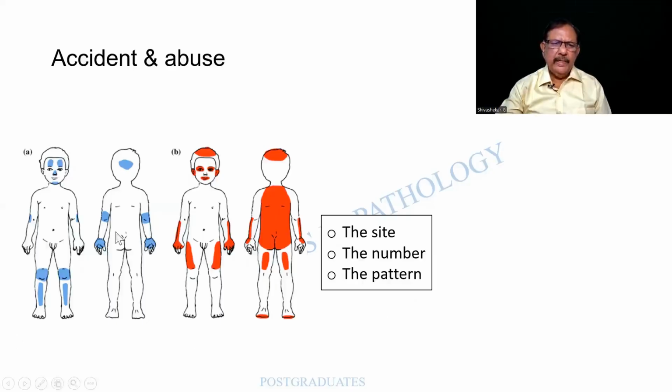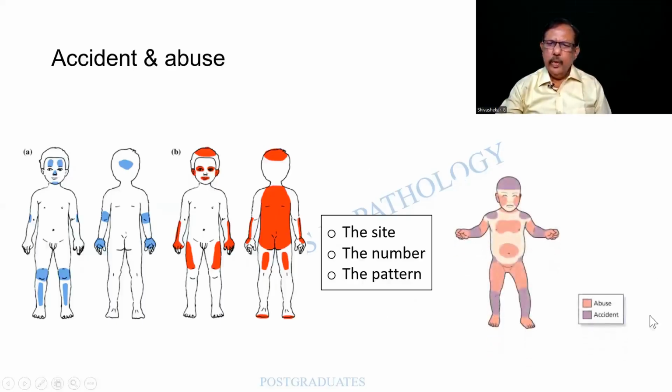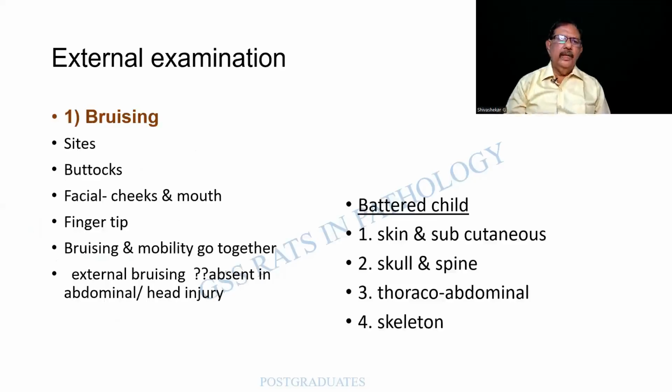So bilateral, it is likely to be more of a traumatic one. And so also over here. So these are the areas of abuse. Look at this over here, bilateral, and the regions that are being affected. External examination, these are the things that have to be borne in mind.